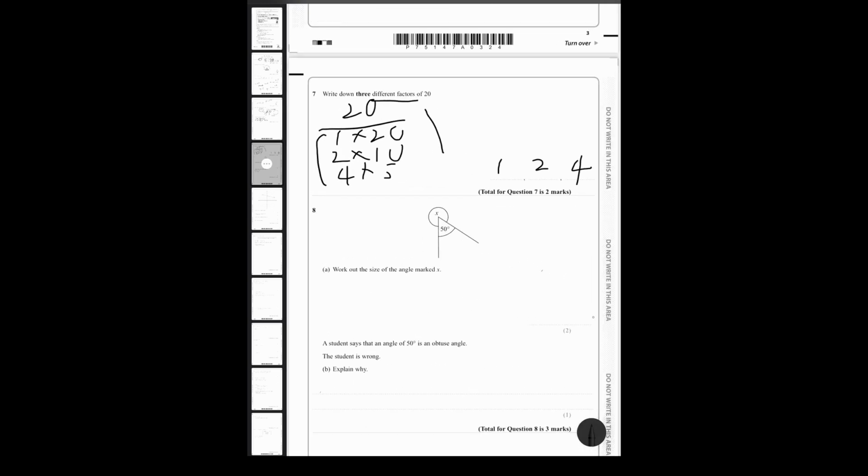So just don't drop your silly marks for silly mistakes. In this paper, you can get a 5. You really can.